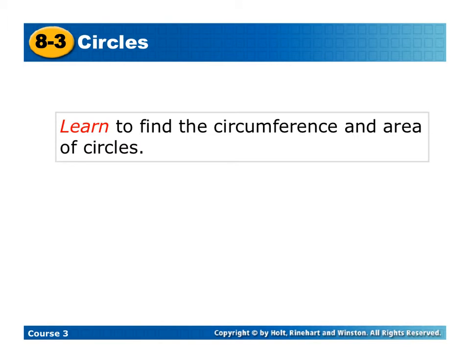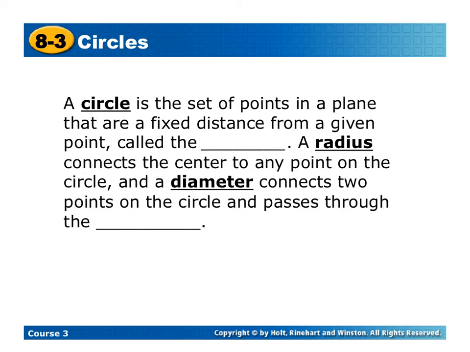Alright, so now that we've talked about other types of shapes, we're going to be moving on and finding circumference and area of circles. Today's lesson is going to focus on circumference. So just a few definitions. A circle is a set of points in a plane that are a fixed distance from a given point, which is called the center.